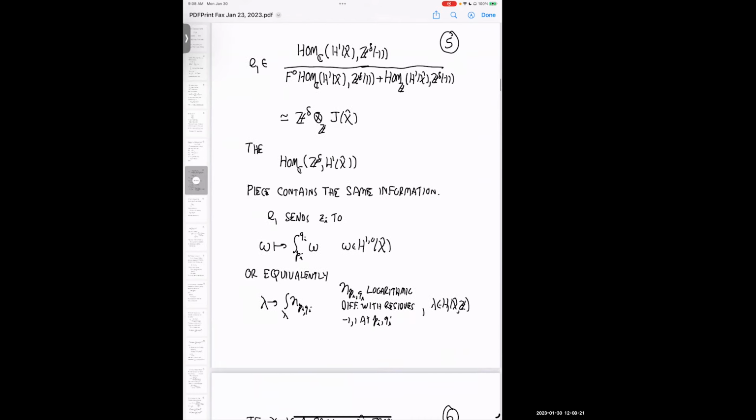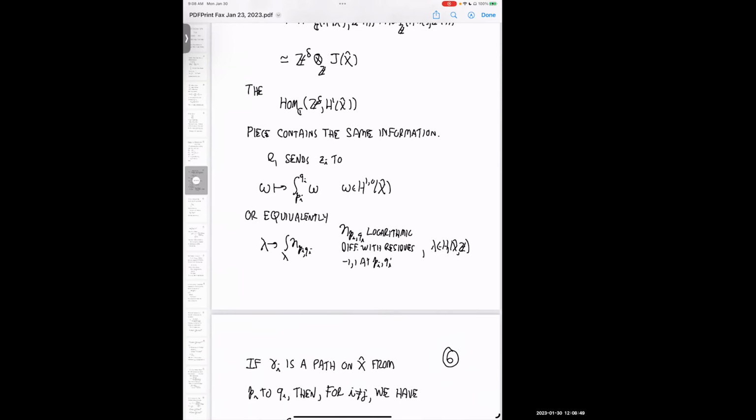this E1 contains the same information as sending the ith node to the integral from pi to qi of the holomorphic one forms. So this gives us a point in one copy of the Jacobian. There are delta copies of the Jacobian. Equivalently, of course, you can integrate the logarithmic differential with residues -1 and 1 at pi and qi over the loops of x hat. So those two things give you equivalent information.